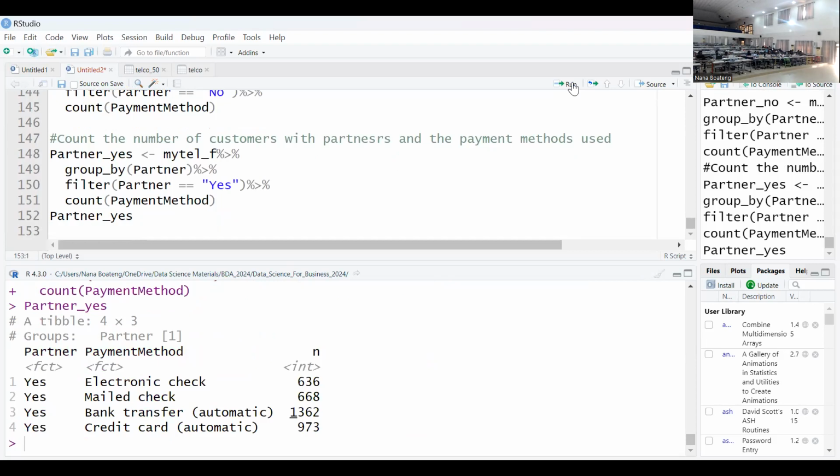Okay, so here it's giving us electronic check 636. So you see that those with partners in the partner column should be yes. All right. So now we have data on those with partners and those without partners. Okay. So there are two different data.